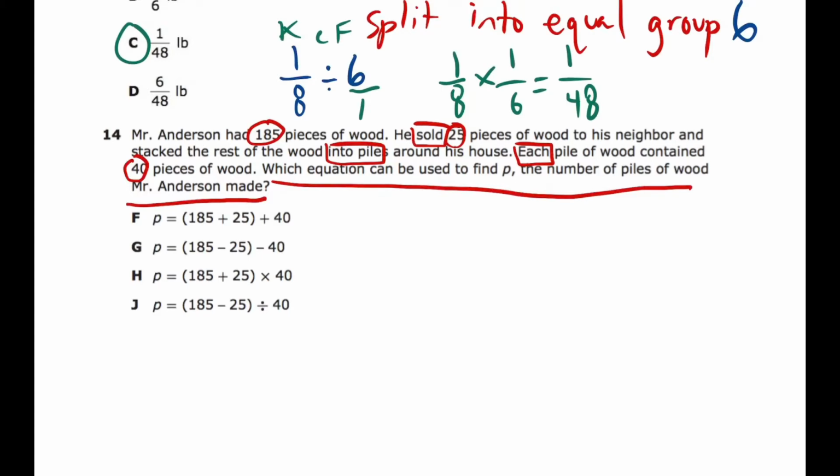So he has a total amount of 185. He sold some, so when he sold some, that's going to be subtraction. So I know I'm going to be using subtraction. Then the rest of it, he stacked into equal piles. So I have an amount stacked into equal piles or split into equal groups. So then that's going to be division.